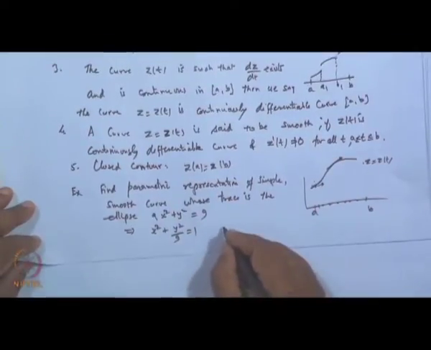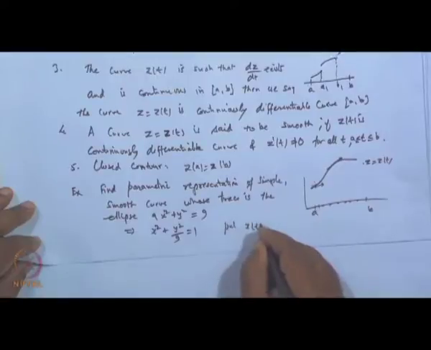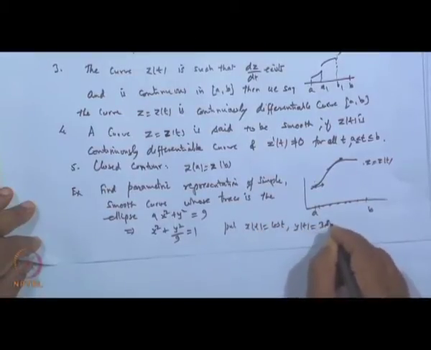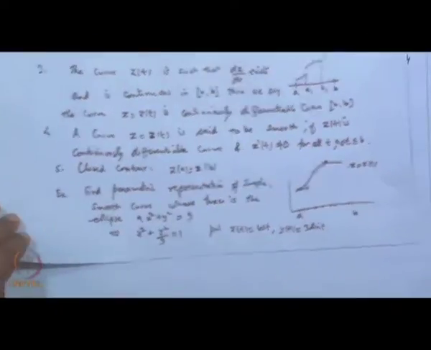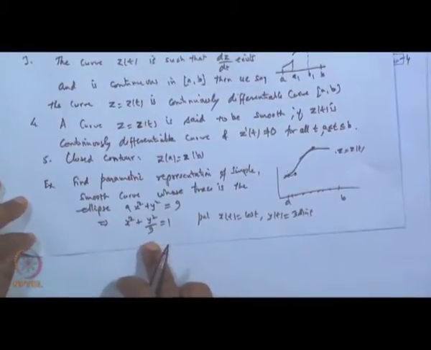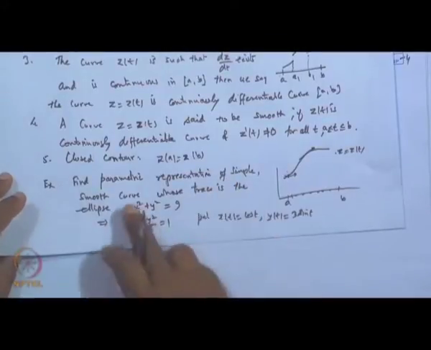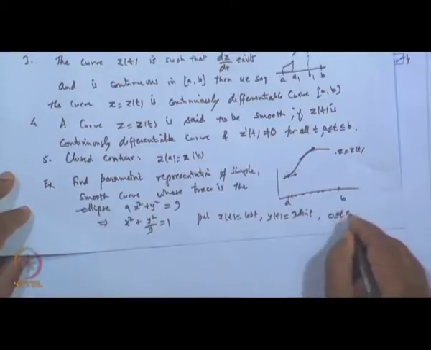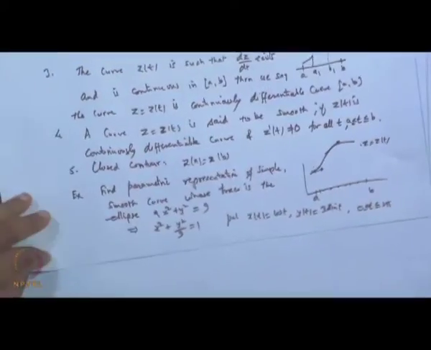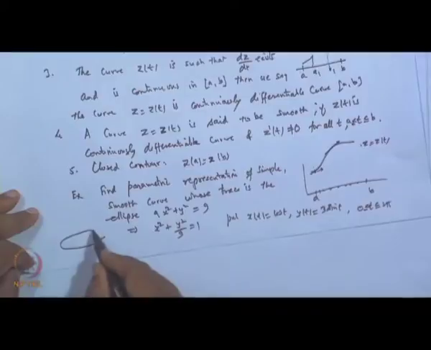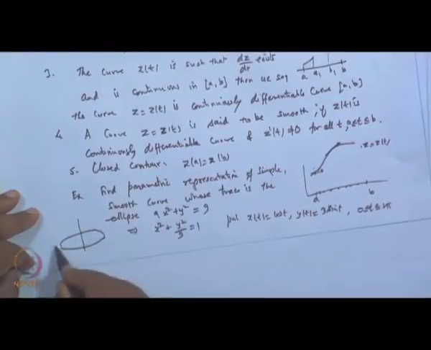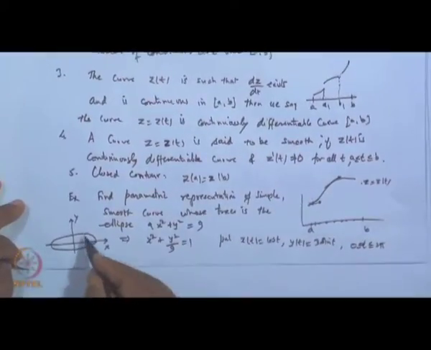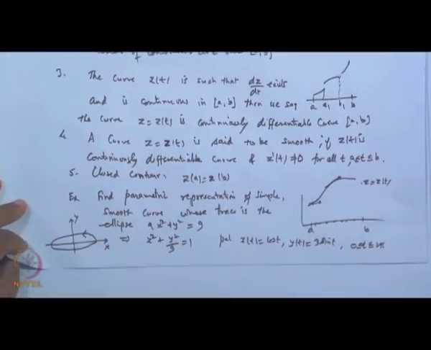So, if we take x(t) equal to cos t, y(t) equal to 3 sin t, then it satisfies this equation, and since it is a simple closed ellipse, if I take t varying from 0 to 2 pi, we have this curve. This is our x axis, here is the y axis. The curve is moving in this direction, the positive direction.